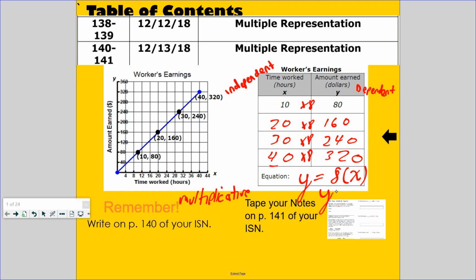Another way, some kids write it as y equals x times 8. I have other kids who write it as y equals 8x. This is the more preferred way of writing it. So what does that mean? That means y, the amount earned, depends on 8 times the hours. So that means a person must make $8 each hour. And we can see that through our table, our equation, our verbal description, and our graph.